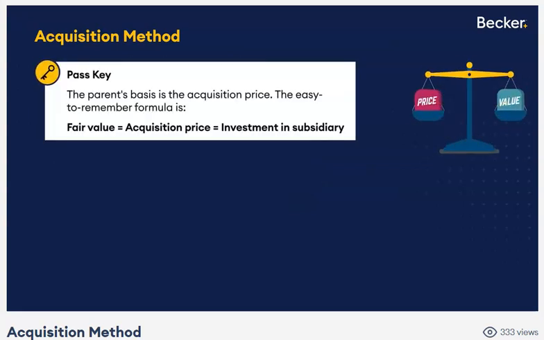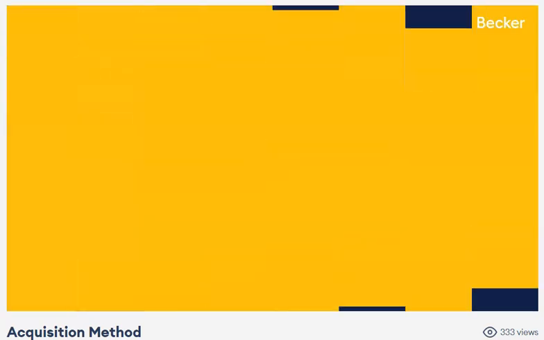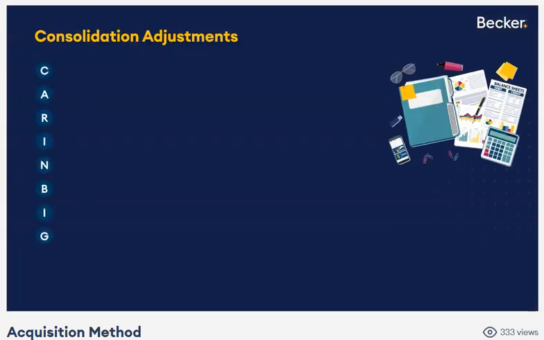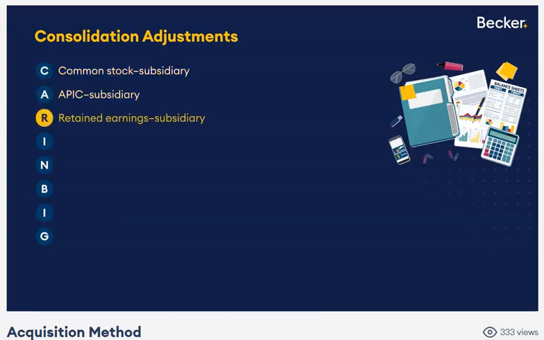So what we're going to state here is the fair value is generally presumed to be the acquisition price. So therefore, the price you paid is going to be your investment in sub. Now, the journal entry, which we're going to introduce to you a little bit later in greater detail, is the CAR-BIG. It's a really simple way of going through a checklist of the items. The CAR is the common stock of the sub, the additional paid-in capital of the sub, and the retained earnings of the sub. By debiting all three of them, we're eliminating them.